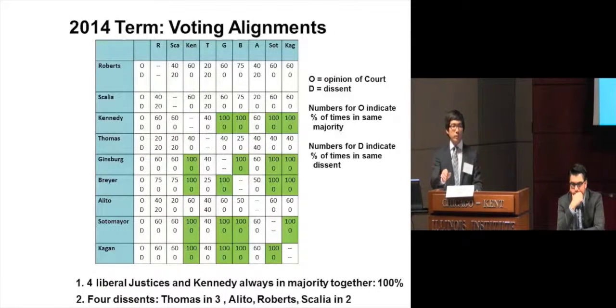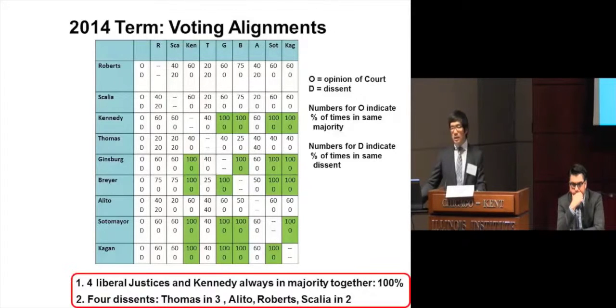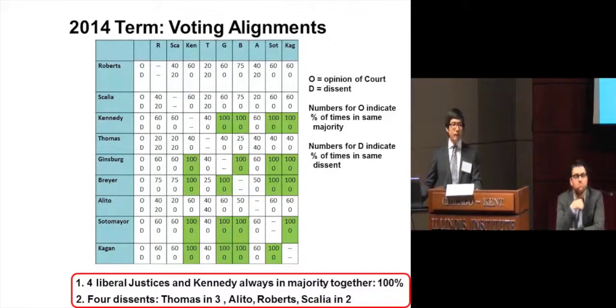The next issue we looked at is in terms of voting alignments. How often do pairs of justices vote together? One surprising fact is that the 4 liberal justices, and then Breyer was recused in one case, plus Kennedy voted in all of the majority decisions. The 5 cases, they were always on the right side, the side that was in the majority.